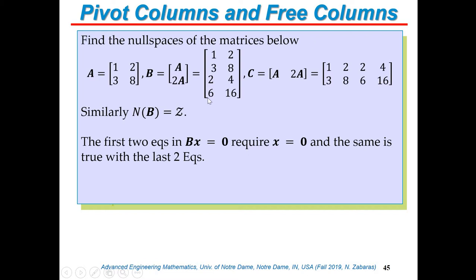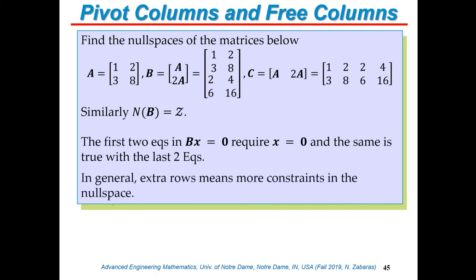So adding this 2A column-wise, the way you see here, doesn't really do anything to the null space. So the null space of B is really just the vector x equal to zero. And so the null space of B is the subspace with only the zero element.